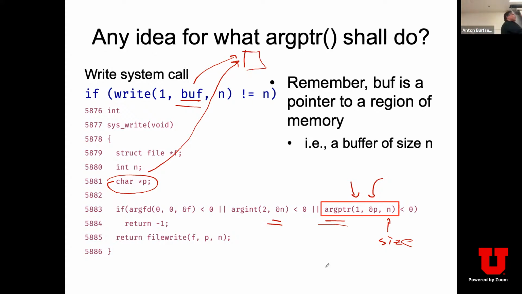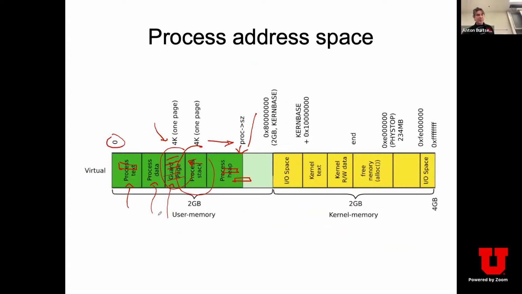The length. They need to make sure the buffer is checked. Correct. And so we need to make sure that no matter what pointer the user passes, the buffer has to be somewhere inside the address space, right?